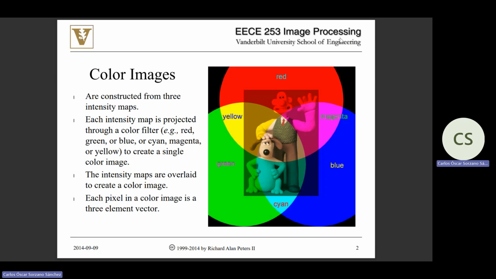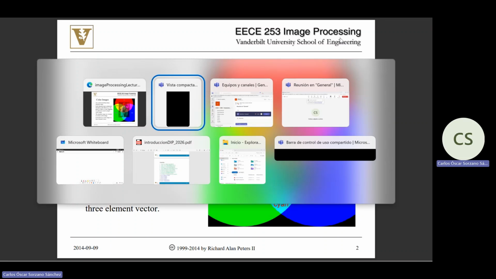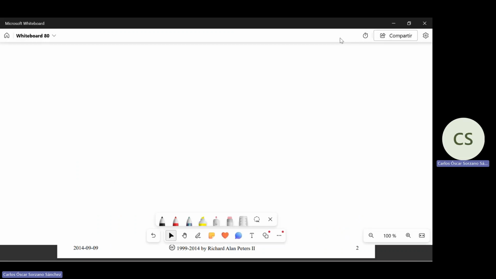By combining different intensities, we can go from completely black, that is 0, 0, 0, to completely white, that is 255, 255, 255. And then you have mixtures also. For instance, let's do it with red and green. In general, a color will be a vector formed by R, G, and B.